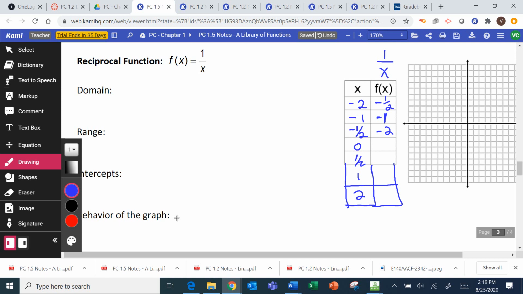What happens when I take 0 over 1 and I flip it? Say it louder, I heard somebody. It's undefined. This can't happen. So something special happens because of that. I'll get there in a second. And then I flip 1/2, I get 2. I flip 1, I get 1. I flip 2, and I get 1/2. So I'm going to plot these.